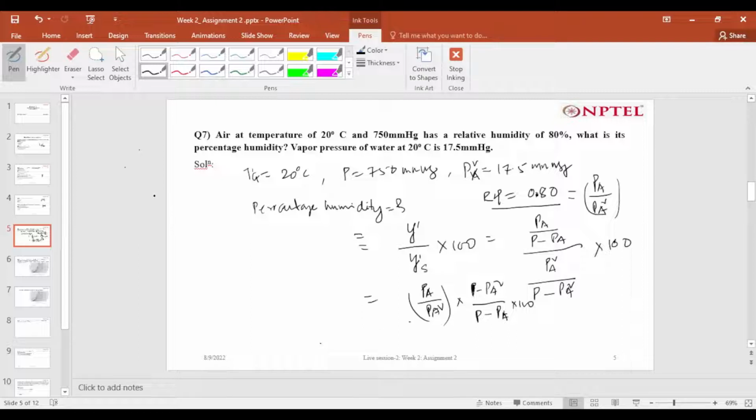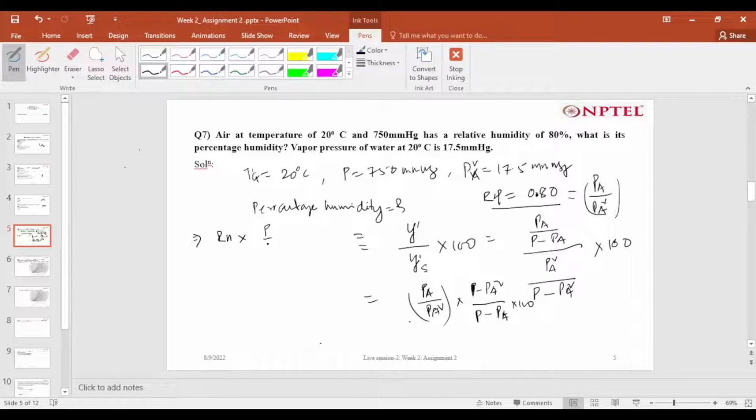I try to solve it. RH into these terms, means numerator and denominator divided by vapor pressures, E by EAV minus 1 divided by EAV minus RH. Right, PA divided by PS means RH into 100. Now put the value and tell the answers.